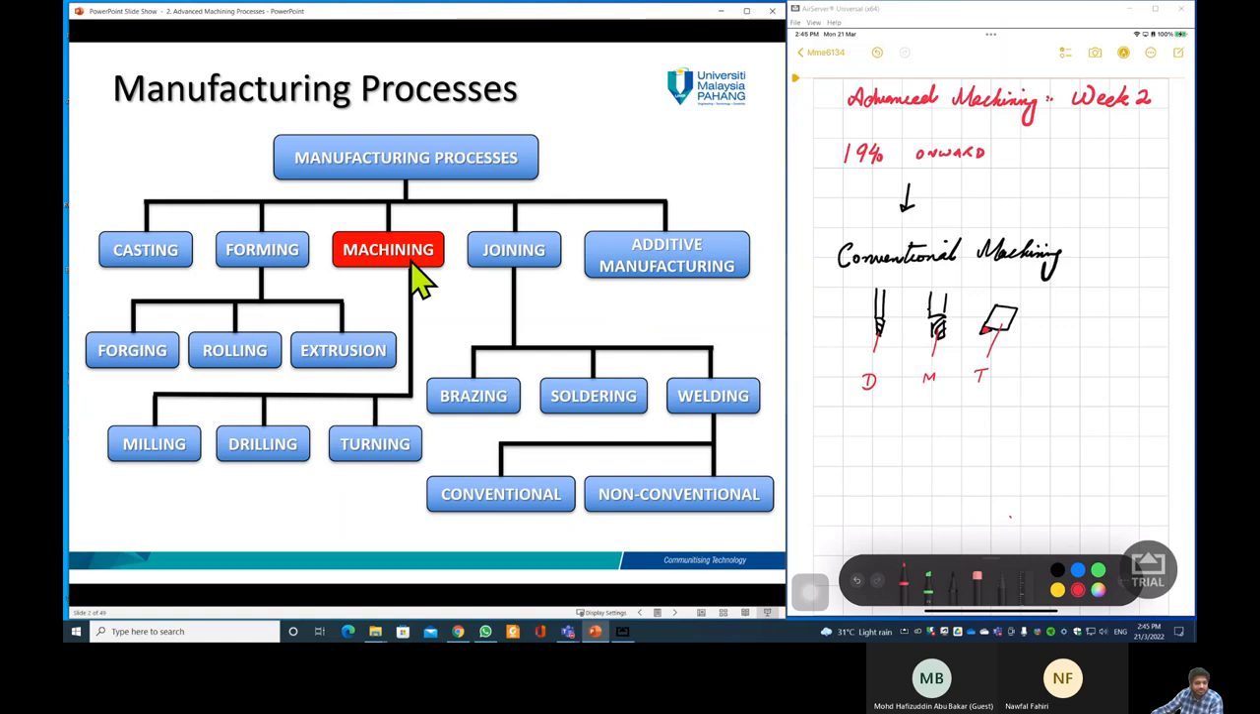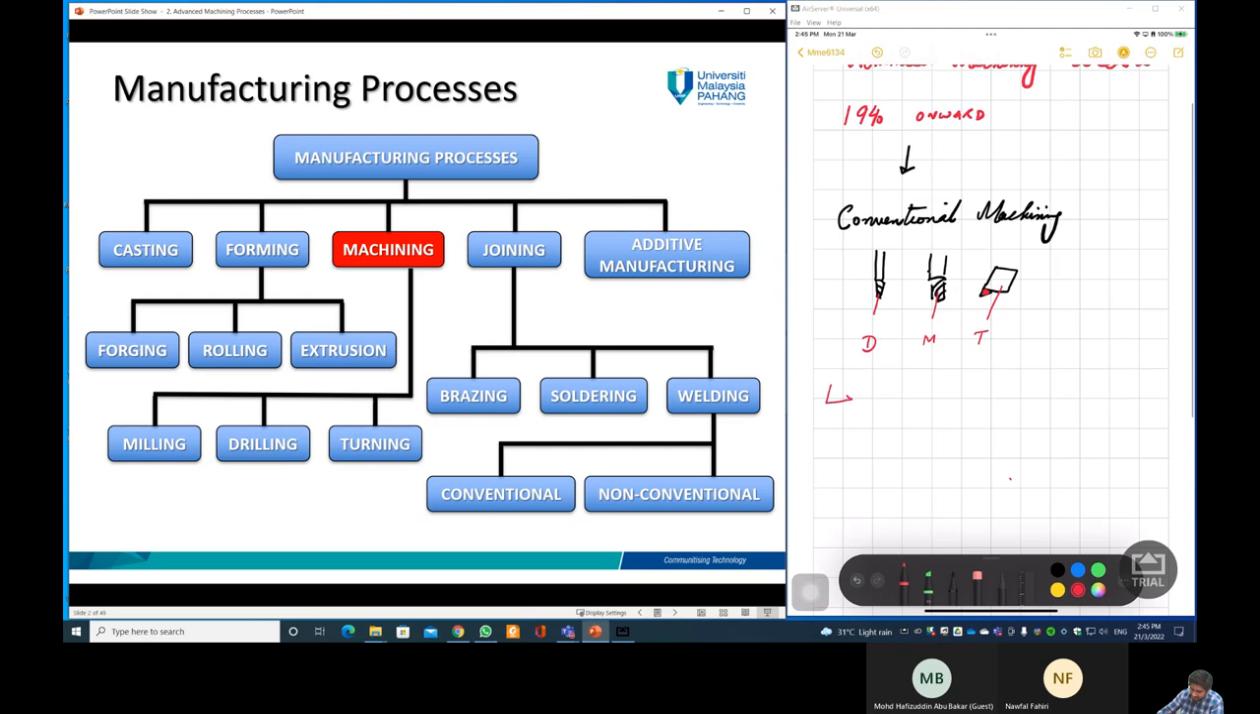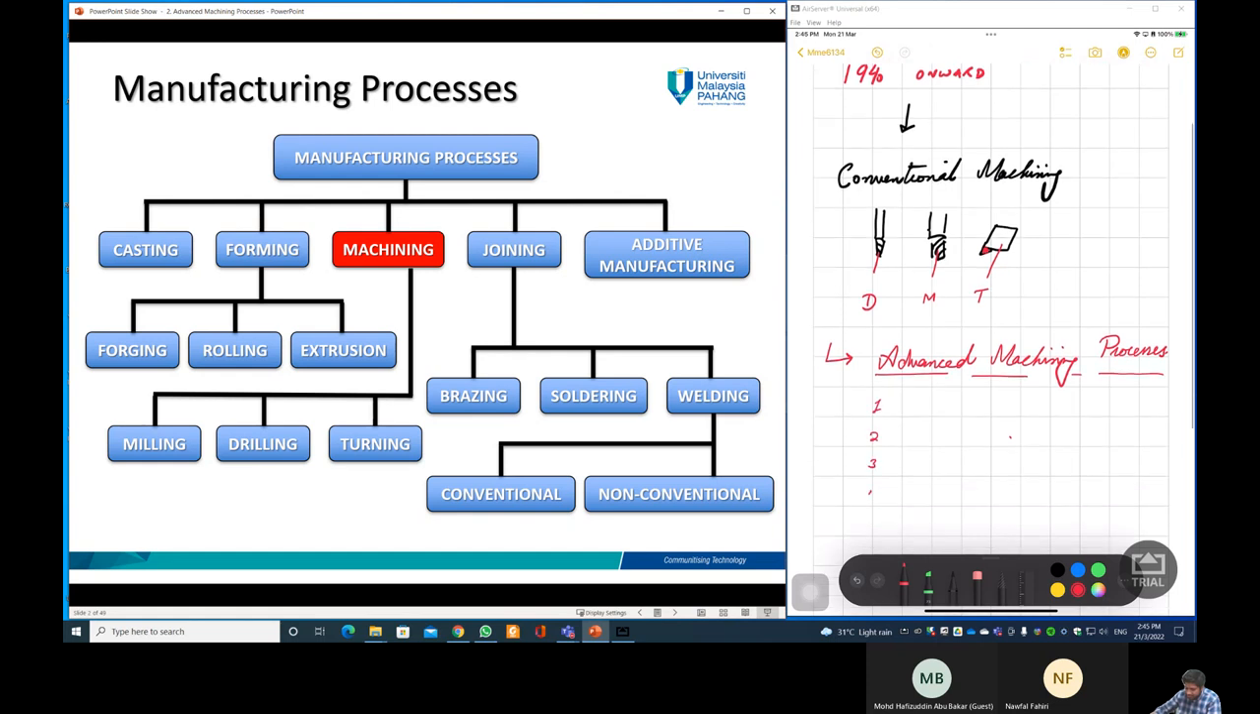But we have to go into advanced machining processes now, something other than conventional machining processes. So we need to move to advanced machining processes. We are going to look into the different types of advanced machining processes which have been included in our course.